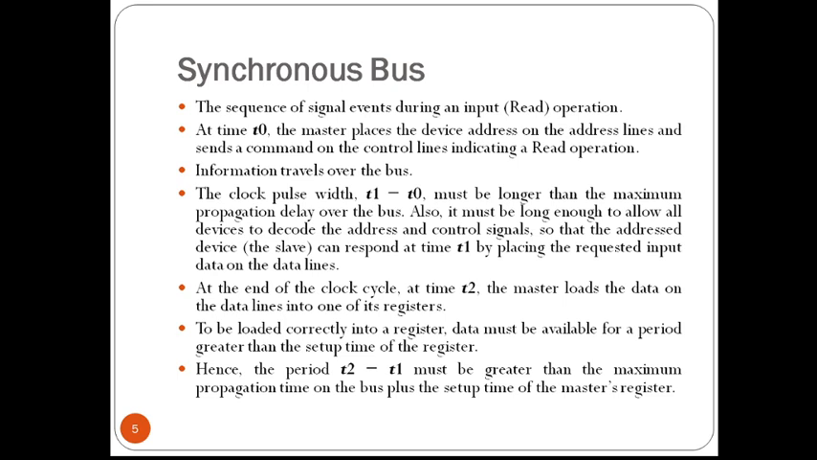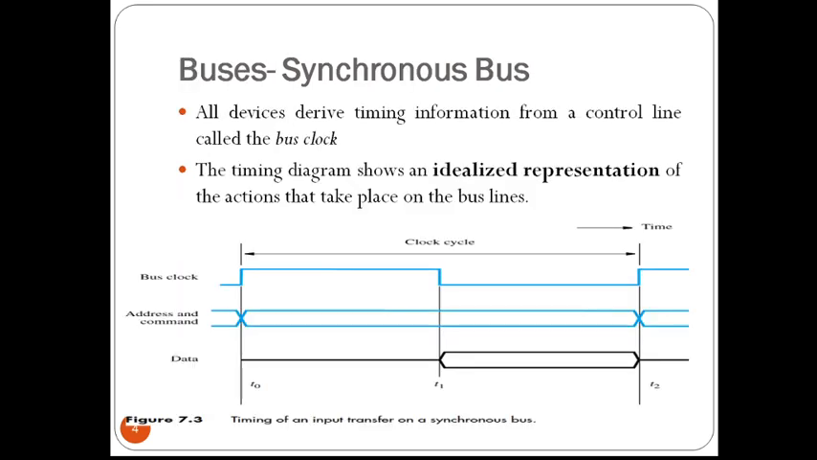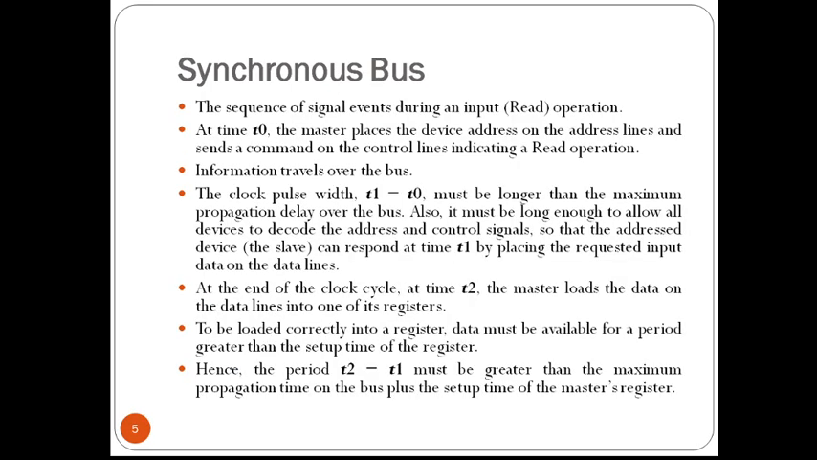Hence the period T2 minus T1 should be greater than the maximum propagation time on the bus plus the setup time of the input buffer register for the master. So T2 minus T1 should be greater than the maximum propagation time on the bus plus the setup time that is taken for the input buffer register of the master.